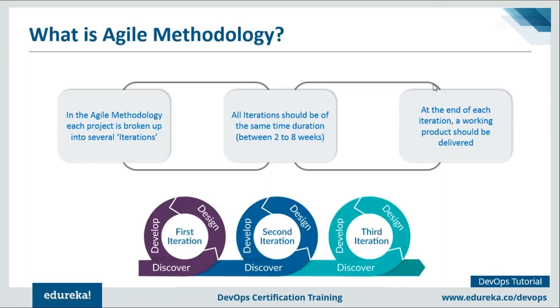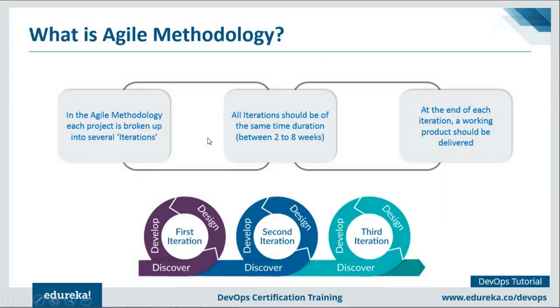So what I mean by that, if you focus on the diagram that is there in front of your screen, so here we get the feedback from the testing that we have done in the previous iteration. We design the application again, then we develop it, then again we test it, then we discover a few things that we can incorporate in the application. We again design it, develop it, and there are multiple iterations involved in development and testing of a particular application. So in agile methodology, each project is broken up into several iterations, and all iterations should be of the same time duration. And generally, it is between 2 to 8 weeks. And at the end of each iteration, a working product should be delivered. So this is what agile methodology in a nutshell is.